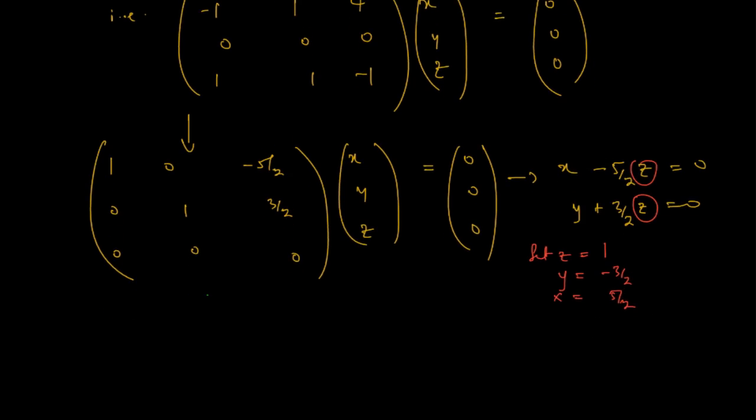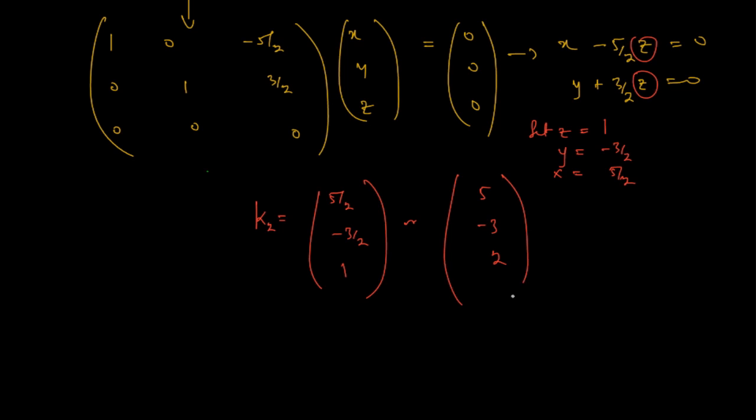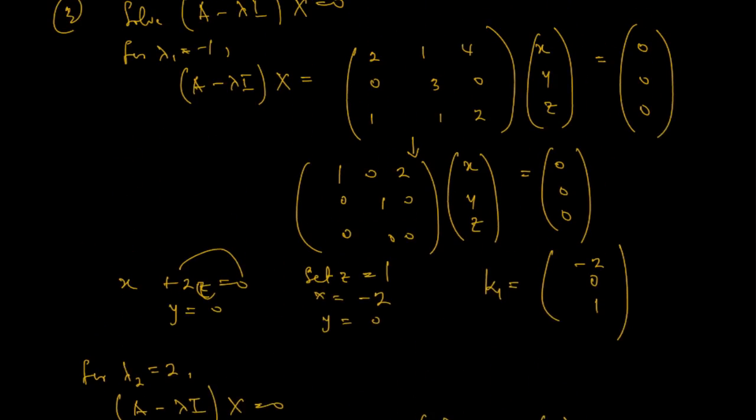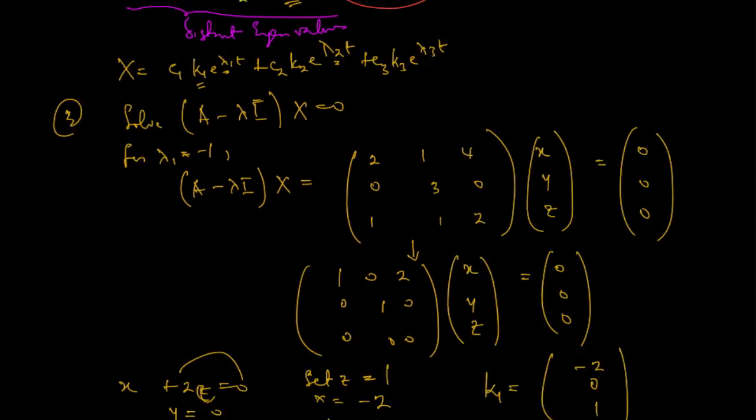Having gotten this, I've been able to find my next eigenvector K2, which is x, y, and z. But because I don't want fractions here, I could choose my K2 by multiplying all through by 2, so that's 5, negative 3, and 2. And that's my K2. The last eigenvector I want to find is the eigenvector that corresponds to lambda 3 equals 3.